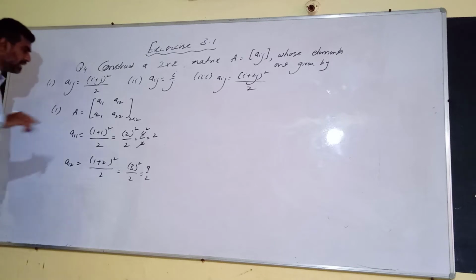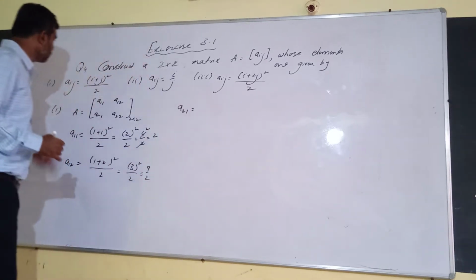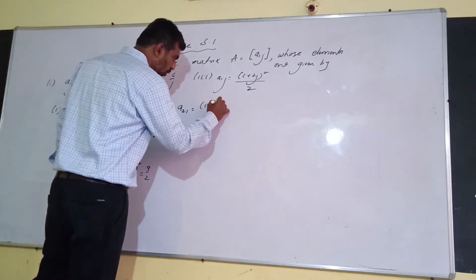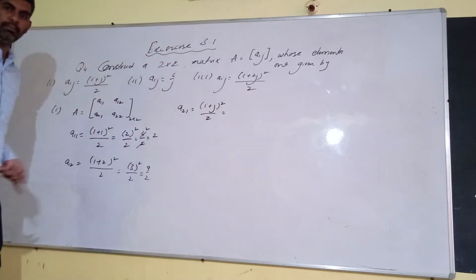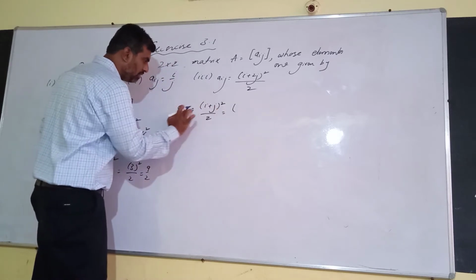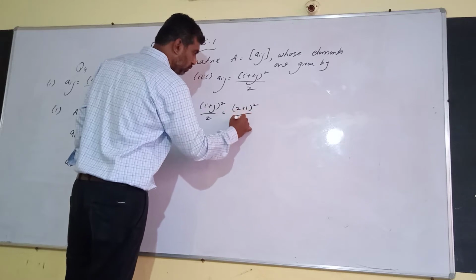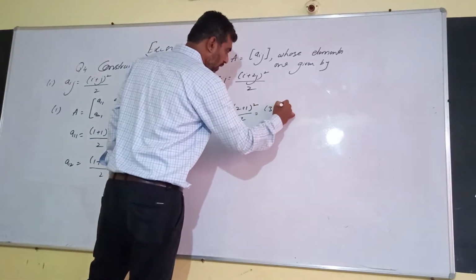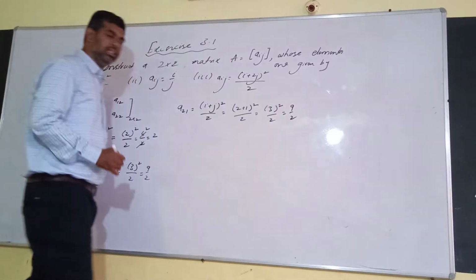Now we will move to the next row. Now a21. What is the formula here? See, a21: (i + j) whole square divided by 2. No need to write the formula, you can directly put the values. Now what is the i value? 2. What is the j value? 1. (2 + 1) whole square divided by 2. Now 2 plus 1 is 3, whole square divided by 2. What is the answer here? 3 square is 9, divided by 2.